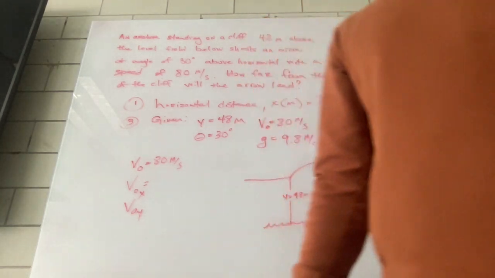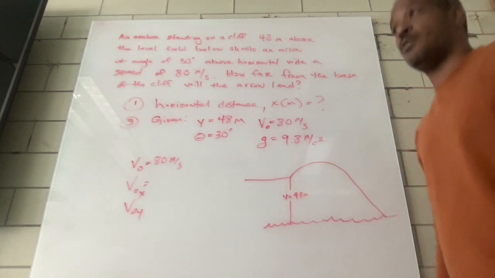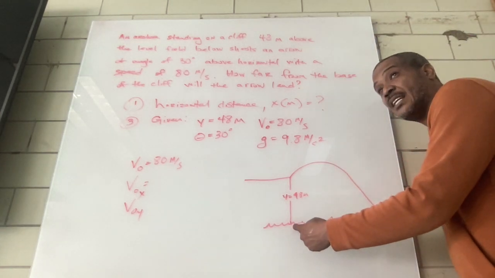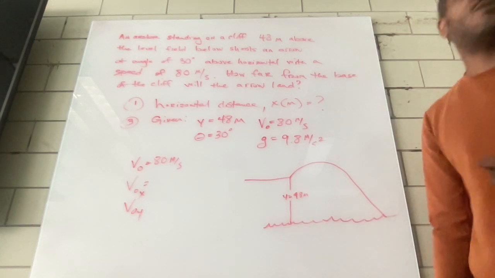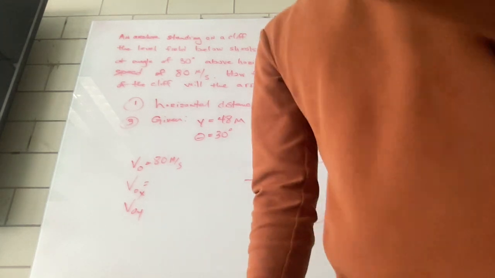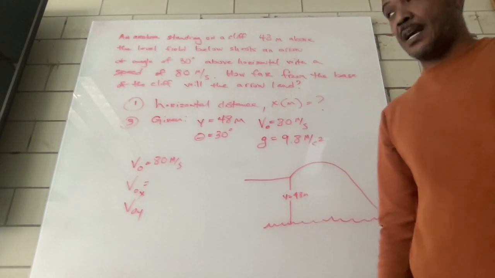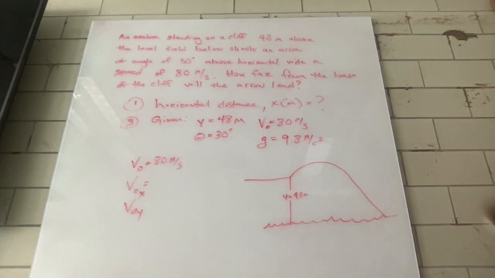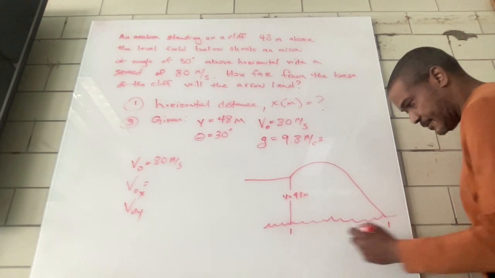What we're trying to find is the distance between the base of the cliff and where the arrow lands. That's what we're trying to find, not where the arrow lands. You following what I'm saying now? Gotcha. All right, so we're trying to find the distance x.